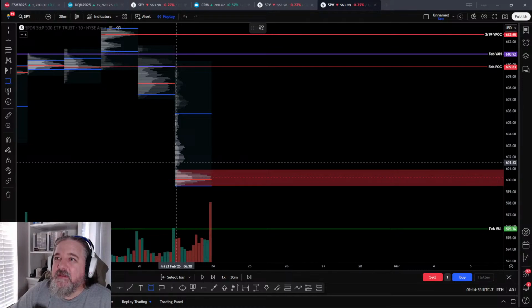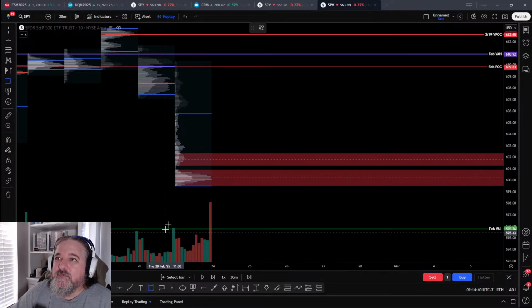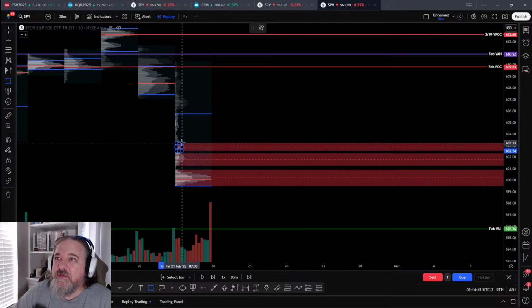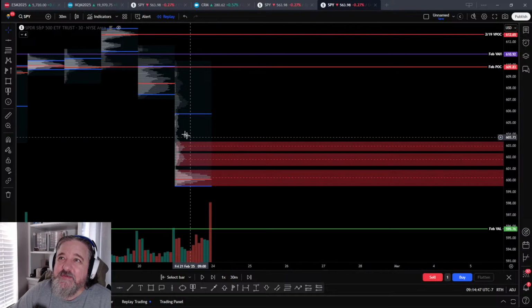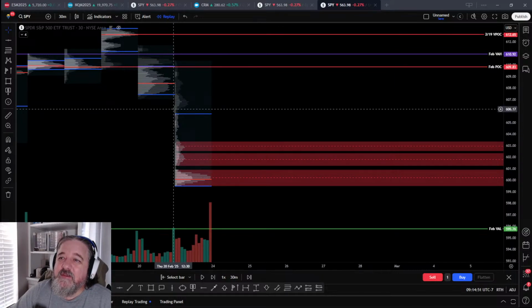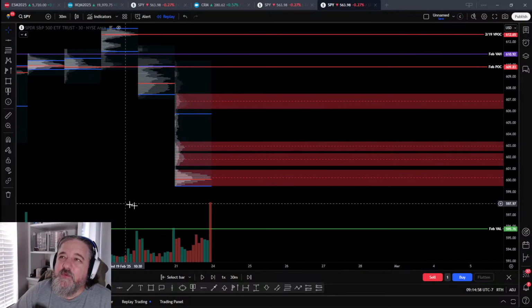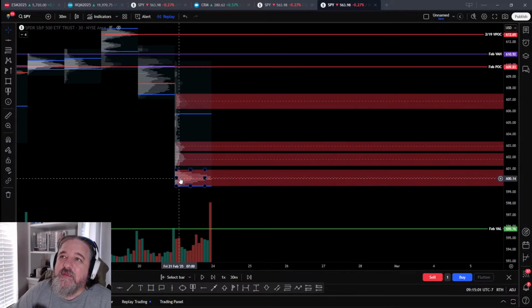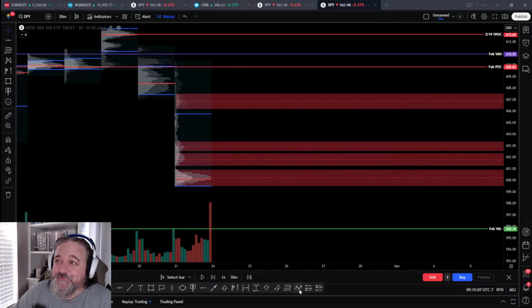And then we have another volume node here, and another volume node here. Through here we have what would be considered a skinny belly. And then up here we have another large volume node. The way you want to think of this is anywhere you have a stair or a rung on a ladder, price can sit comfortably.